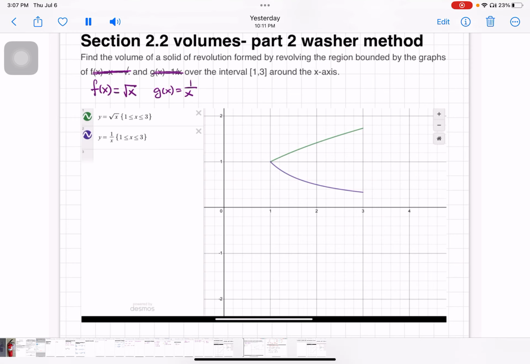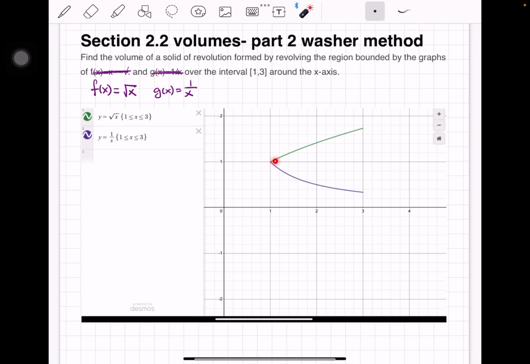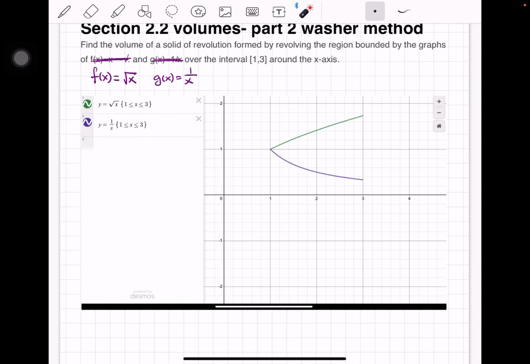So for section 2.2, we also have another method, which is called the washer method. Here is the example. We have f of x equal to square root of x, g of x equal to 1 over x. Using decimals, we got the graph from the interval 1 to 3. The green one is square root of x, and the purple one is 1 over x. We're going to have the region between those two curves.